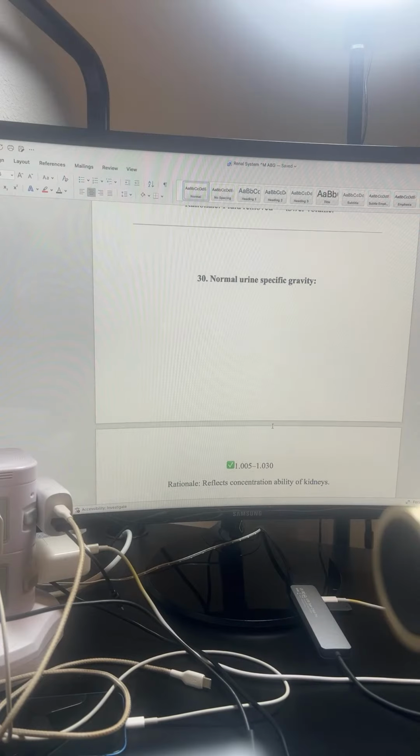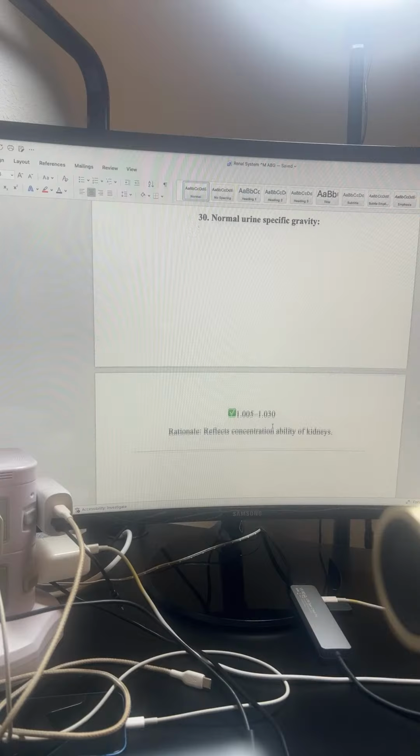So we say 1.005 to 1.030. This usually reflects the concentration ability of the kidneys.